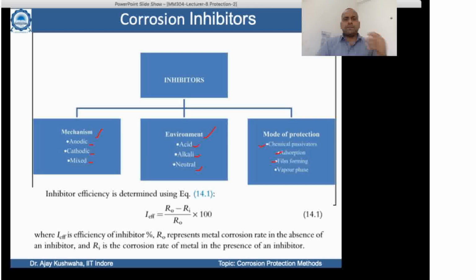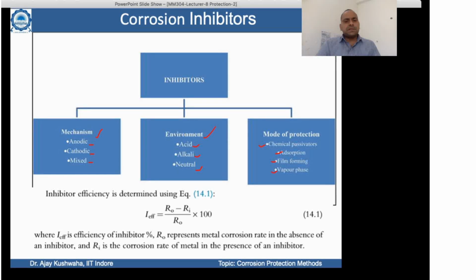So you can say it's film formation, or maybe the inhibitor could be present in the vapor phase only. So the fourth will be the vapor phase. Based on all this, we can say either a mechanism based, environment based, or mode of protection based classification can be done. Based on the requirement, we can adopt any methodology or a mix of these methodologies to design or find the most suitable inhibitor.